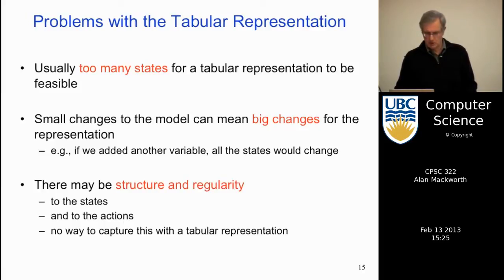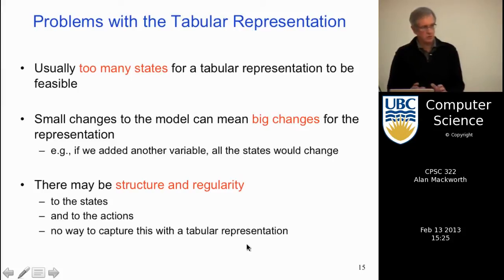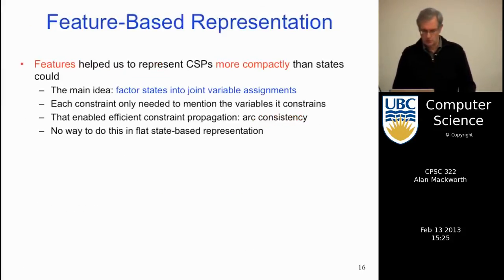So we'll get structure and regularity to the states, to the actions, and we just can't capture that with a tabular representation. So it's not just the exponential explosion that we're worried about. And we've already seen this by using features in CSPs to show how a feature-based representation is much more compact than a state-based representation of the same problem. If you take the state-based representation, you have to sort of multiply out the feature-based.